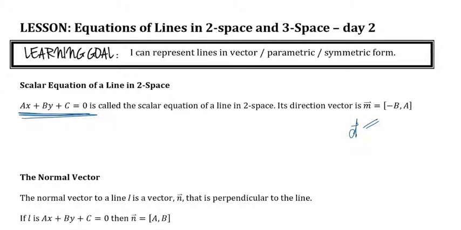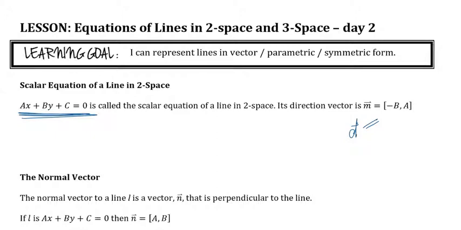That's kind of useful. Notice that this is in 2 space, and this will become more important, and we'll be more aware of this tomorrow. This is a big mistake that people make. There is no scalar version in 3 space of a line. There is no scalar equation of a line in 3 space. So yesterday, all the examples we did were in 2 space, but some of the homework was in 3 space.